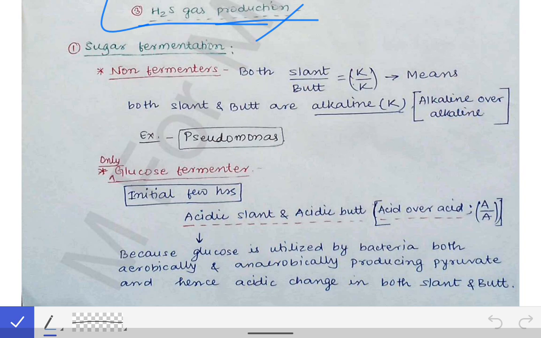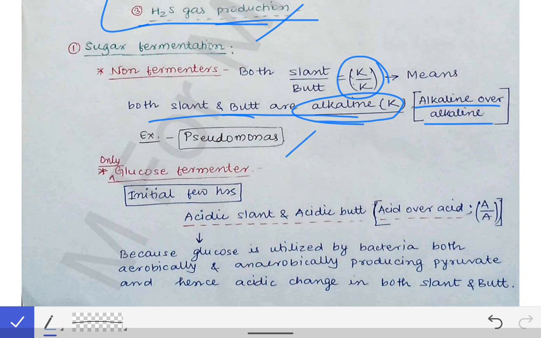So see here, in the case of non-fermenters, we see that both the slant and the butt are alkaline, and this is written as K by K, or said as alkaline over alkaline reaction. We call it alkaline over alkaline, and it is written as K by K. Okay, but that is read as alkaline over alkaline reaction. And these non-fermenters are nothing but the Pseudomonas. The Pseudomonas give this reaction of alkaline over alkaline in the triple sugar iron test. Okay. Next comes the only glucose fermenters.